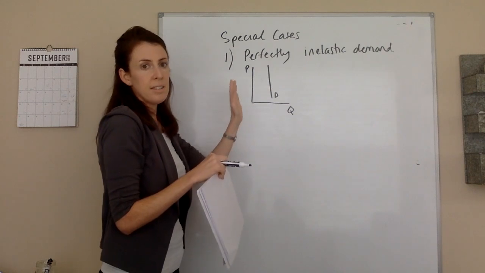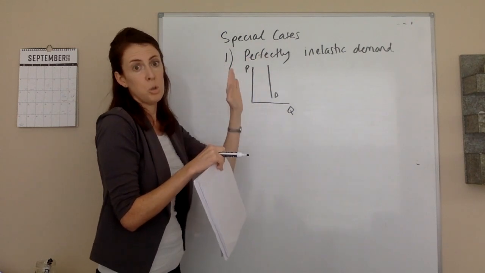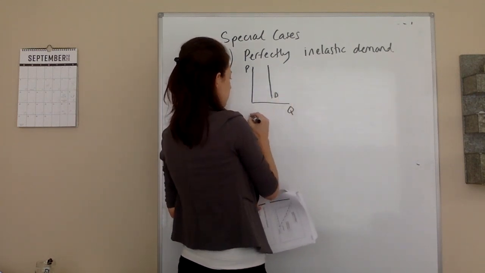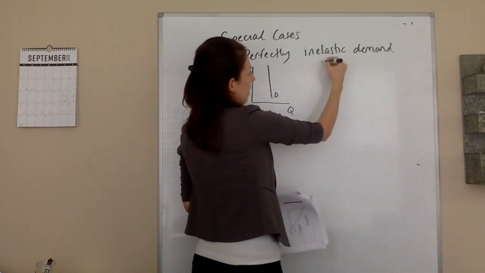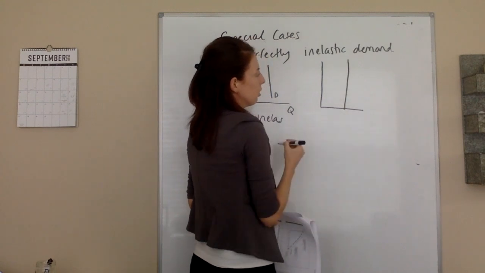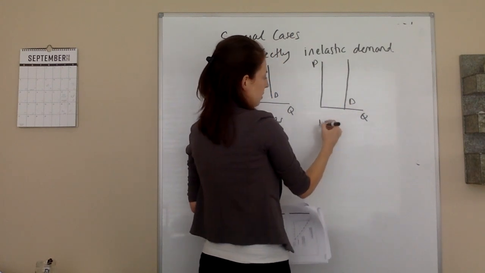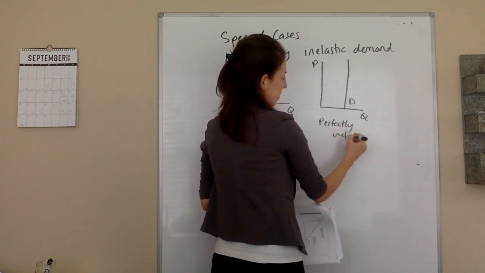So a perfectly inelastic demand is like the steepness gets steeper and steeper until you get to a vertical line. Okay, so this is going to be an inelastic demand. If it keeps on tilting, so you get to a vertical line, and that's what your demand curve looks like, then this is going to be a perfectly inelastic demand.